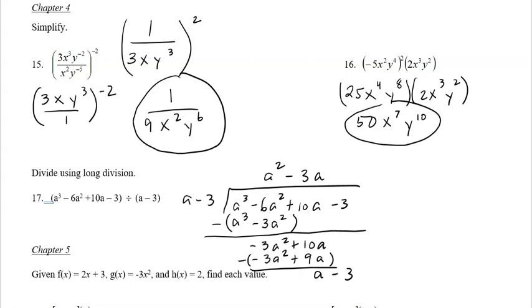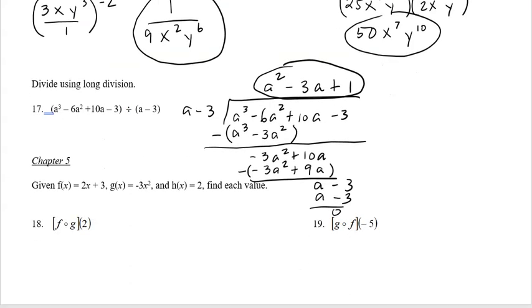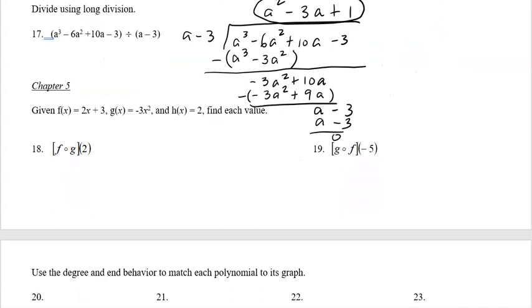a into a goes one time. And multiply. We have a 0 remainder. And so my answer is a squared minus 3a plus 1.